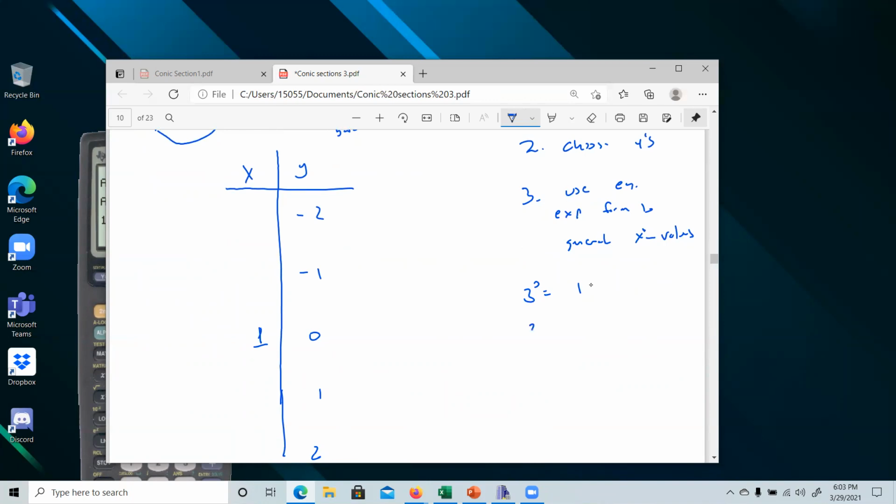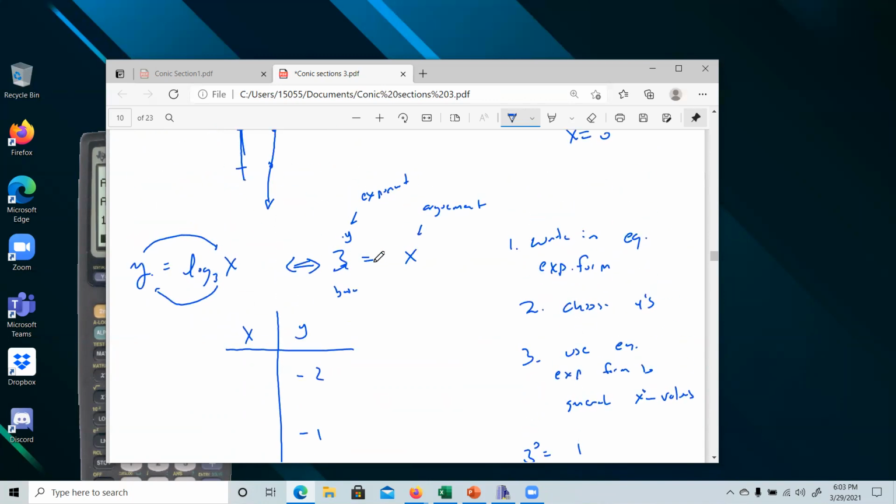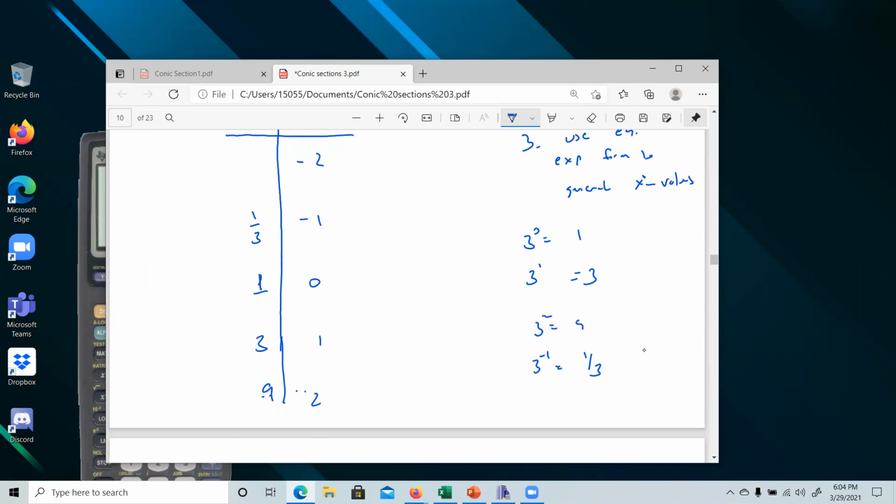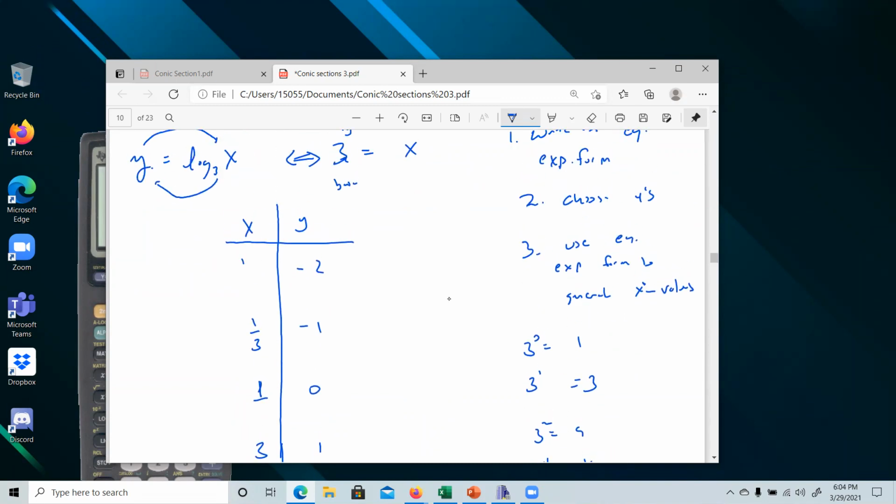All right. 3 to the 1, right? 3 to the first power is going to be 3. So when x is 3, y is 1. 3 squared, that's 9. So we have 9. When x is 9, y is 2. Okay, we have 3 to the negative 1 is 1/3. And 3 to the negative 2 is 1/9. All right, there we go.